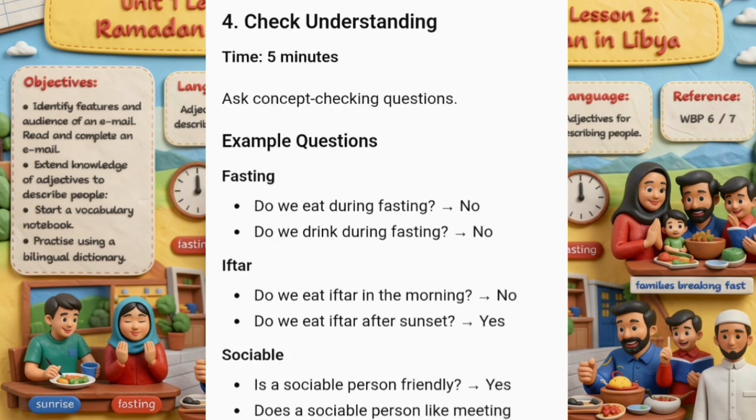Step 4. Checking understanding. Ask concept checking questions, CQs, like we say fasting. Do we eat during fasting? Do we say yes or no here? Do we drink during fasting? Do we eat iftar in the morning? Do we eat iftar after sunset? Like these questions.